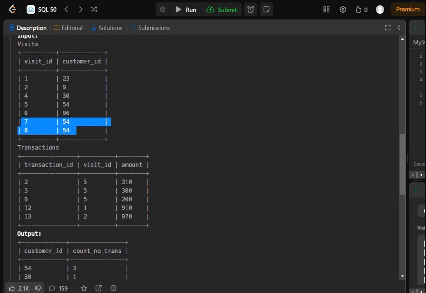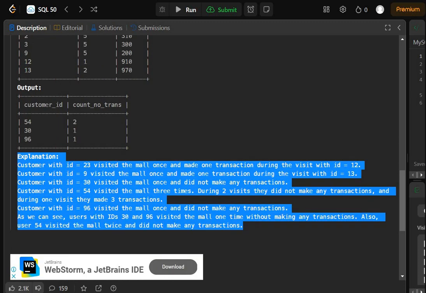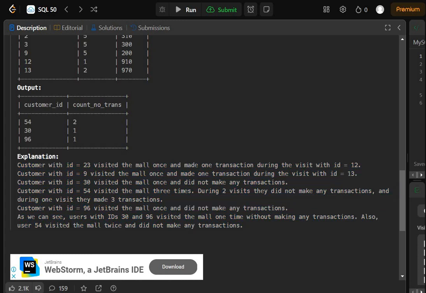This might look a little complex, but it is not at all that complex, because when you understand the concept of this visit ID, which is not the same in both the tables, we just have to find out the count. Okay, and the explanation: whenever you open LeetCode with this question, you can read the whole explanation, because it is just what I said right now. Okay, so let's start with the query.